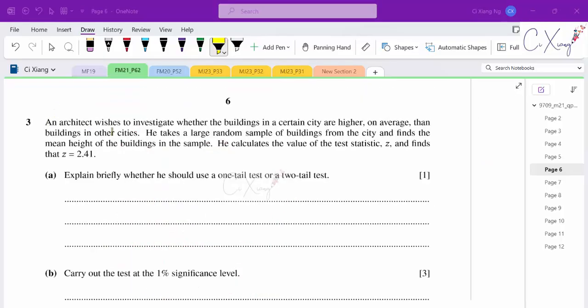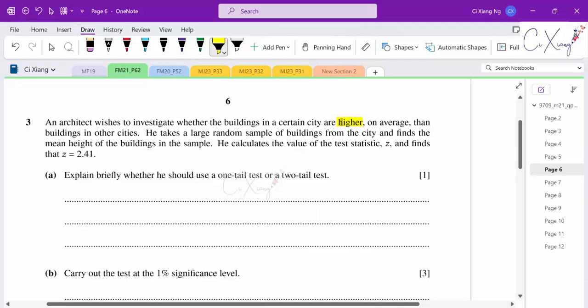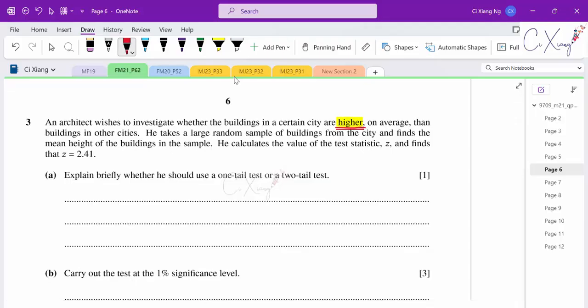Okay, so we are at question number 3 now. An architect wishes to investigate whether the buildings in a certain city are higher. Maybe you can highlight the keyword higher. This is actually the keyword to help us form the alternative hypothesis. He wants to investigate whether the buildings in a certain city are higher on average than buildings in other cities. So he takes a large random sample of buildings from the city and finds the mean height of the buildings in the sample. And he calculates the value of the test statistic. He finds that the test statistic equals Z equals 2.41.